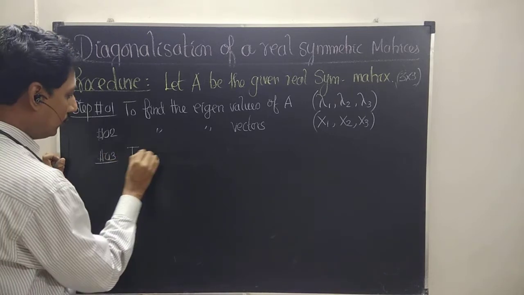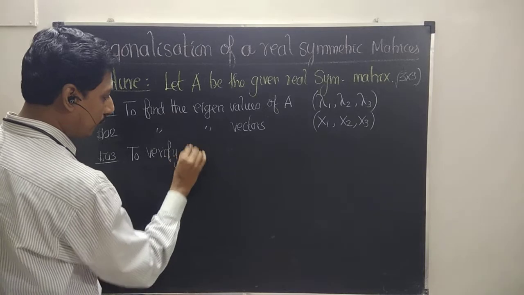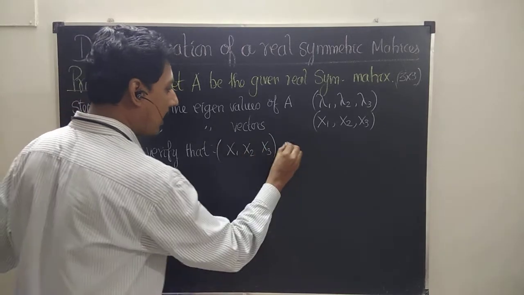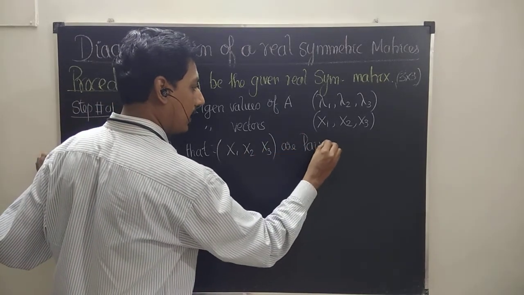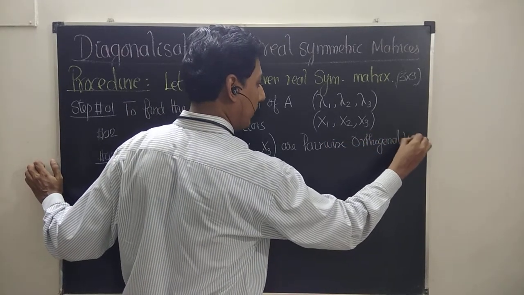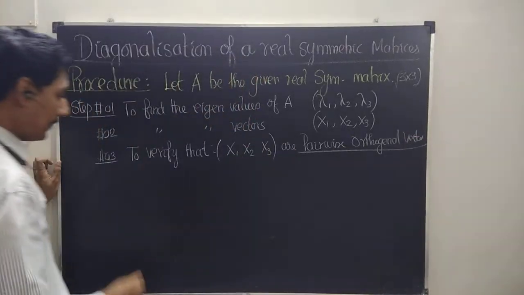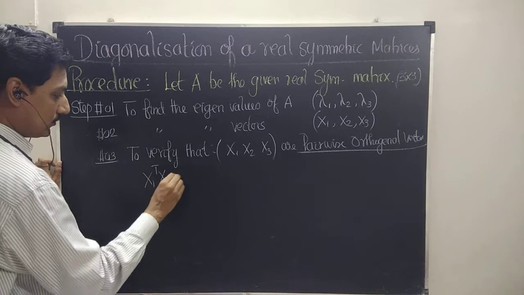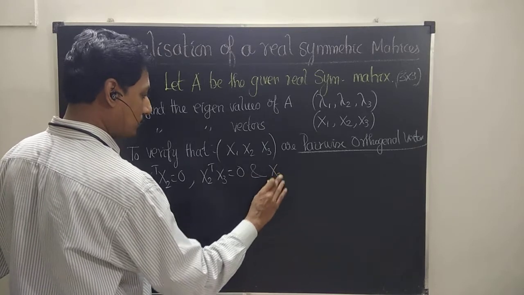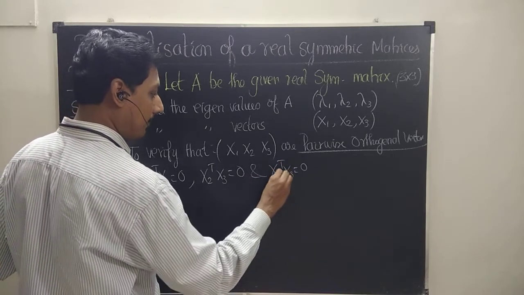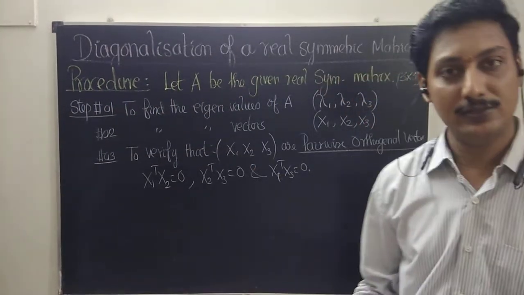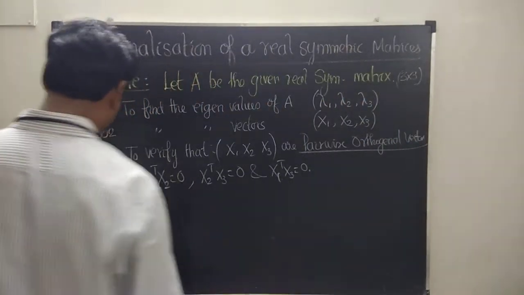The third step is to verify that x1, x2, x3 are pairwise orthogonal. Pairwise orthogonal vectors is very important. That means x1 transpose x2 equals 0, x2 transpose x3 equals 0, and x1 transpose x3 equals 0. Please check whether all three eigenvectors are pairwise orthogonal vectors. Right? And step number 4.